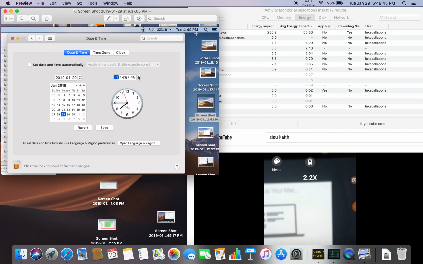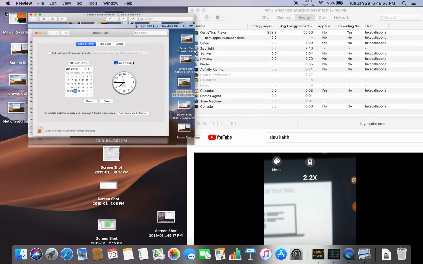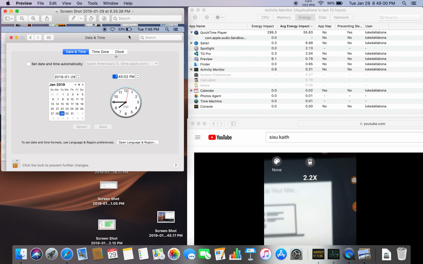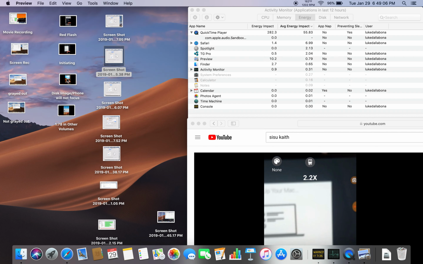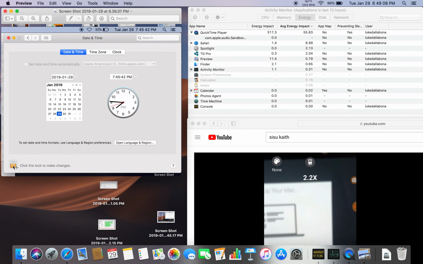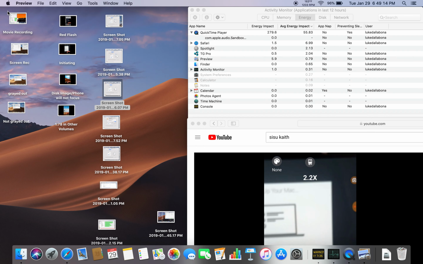So what happened today is, computer says 4:44 p.m. I had to change the time to 7:44. It keeps going back in time. So I changed it here, 7:44 p.m. Here it is. It says 7:45 there. I locked the lock, 7:45, January the 29th.